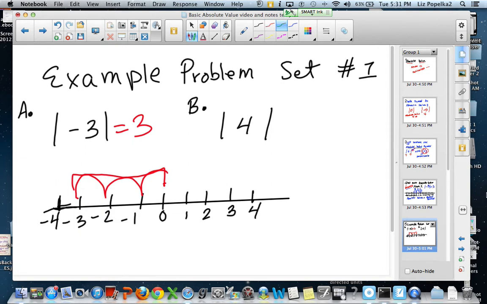By the same idea, the absolute value of positive 4, we hopped over 1, 2, 3, 4 places to get over to the positive 4. So the absolute value of positive 4 is 4.